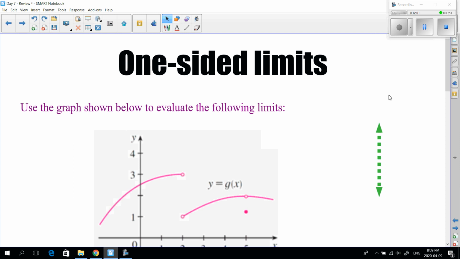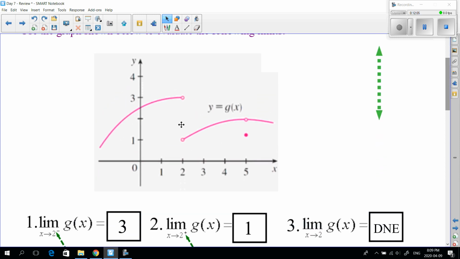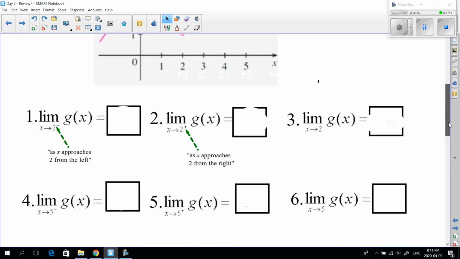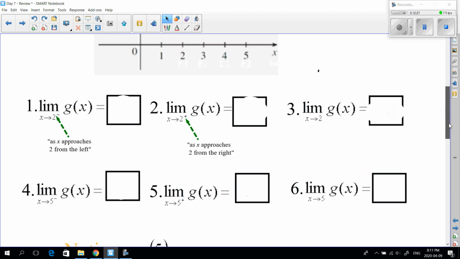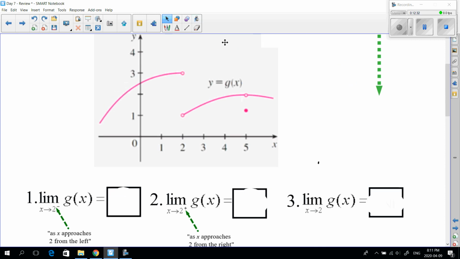Okay, one-sided limits. All right, we are looking at this piecewise function here. We're going to look at some one-sided limits. Here's what I would suggest to you. Anytime you see this limit notation, all of these questions, 1, 2, 3, 4, 5, 6, say the word limit in them, all right? I would suggest using a little straight edge.